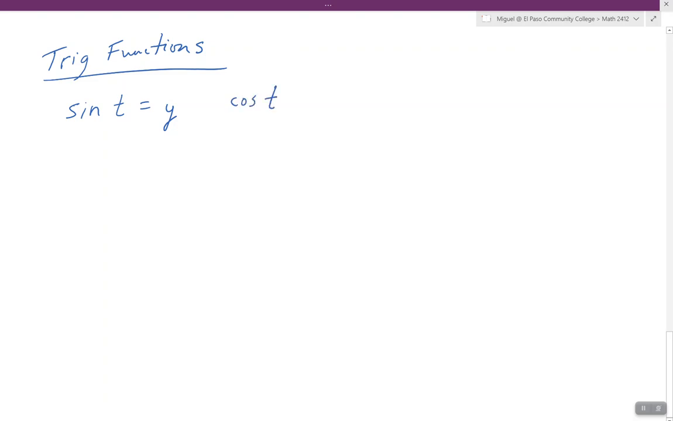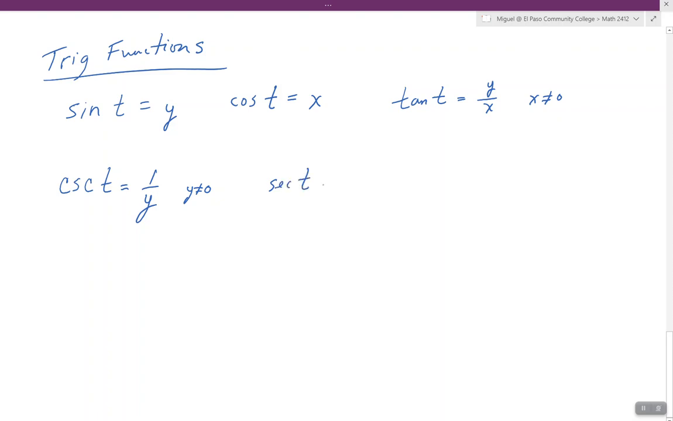Cosine is given by x. Cosine of t is equal to x. Tangent of t is equal to y over x. Of course, x cannot be 0, because we can never divide by 0. The reciprocal of sine is cosecant. That's 1 over y. Of course, y cannot be 0 because it's in the denominator.